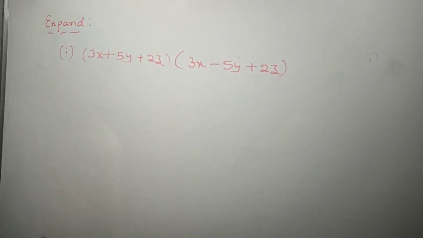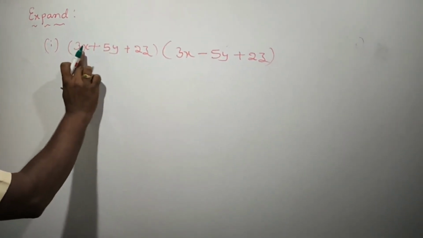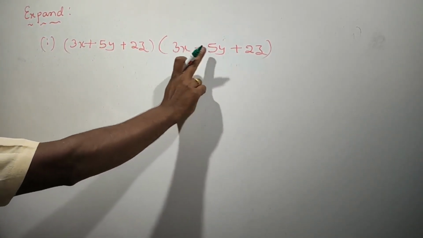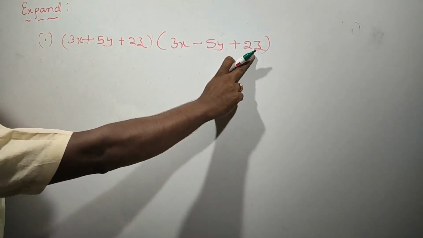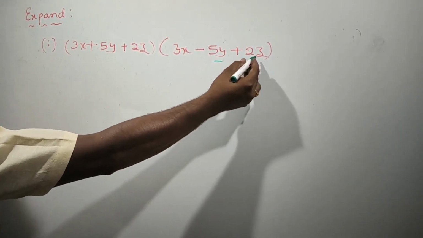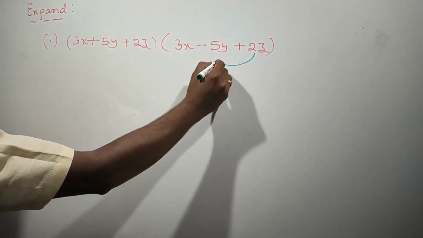Now I am making the group, children. Look here, 3x plus 5y plus 2z. Three terms have a positive sign. Here 3x has a positive sign, 5y has a negative sign, and this has a positive sign. The negative sign term I will write as the last term. This term I will interchange. Understanding, children? Now I am interchanging the place only.